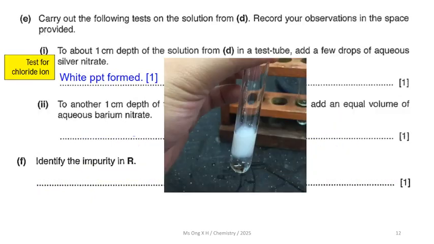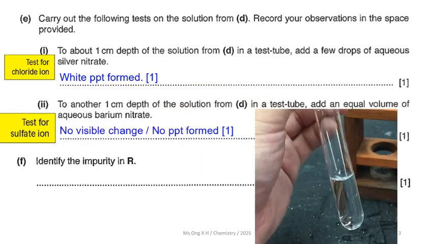This confirms that carbon dioxide gas is produced. Part E, 1, taking a portion of solution from D, and add a few drops of aqueous silver nitrate. This tests for presence of chloride ions. White precipitate is formed. Thus, chloride ions are present in the sample. Part E2, taking another portion of solution from D, and add a few drops of aqueous barium nitrate. This tests for sulfate ion. There is no visible change. This tells us that sulfate ions are not present in the sample.